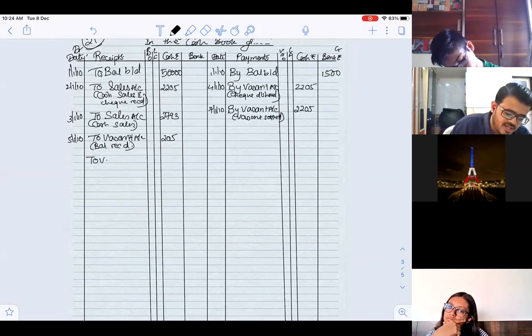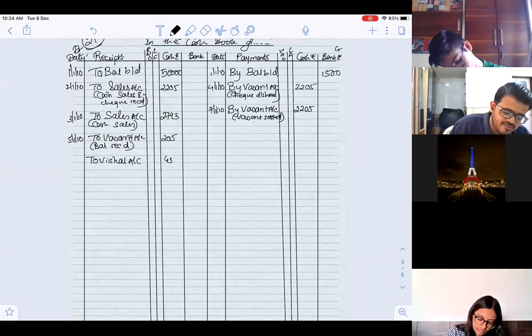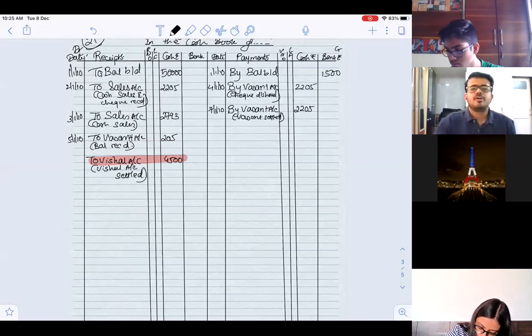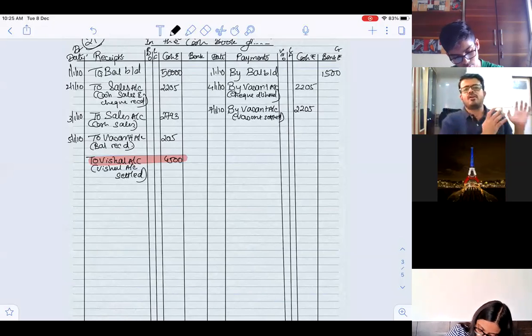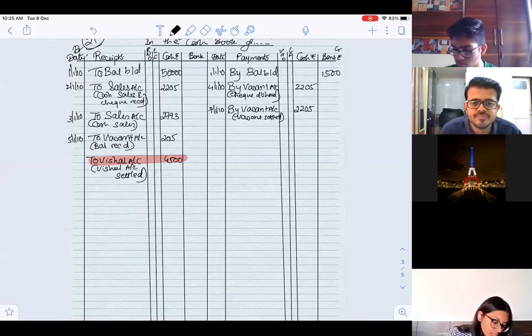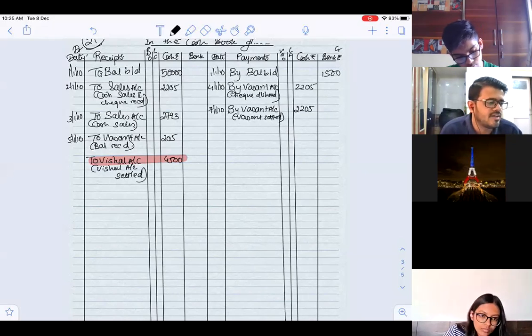So to Vishal in the cash column, 4500. 4500, not 2250. This is Vishal's account settled. The full 4500 you will receive, because the earlier 2250 was also pending. Comfortable? Here both got settled, Vishal and Vasant. Move to the next one.